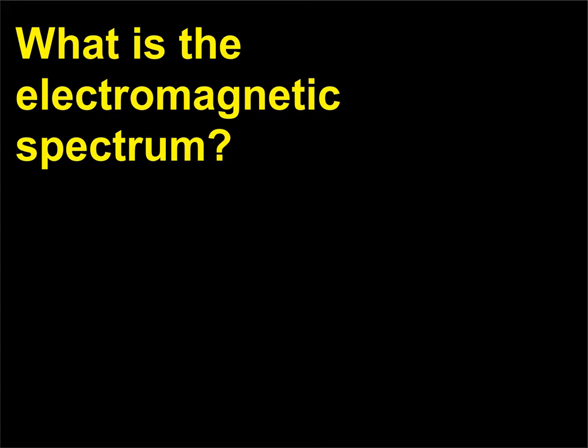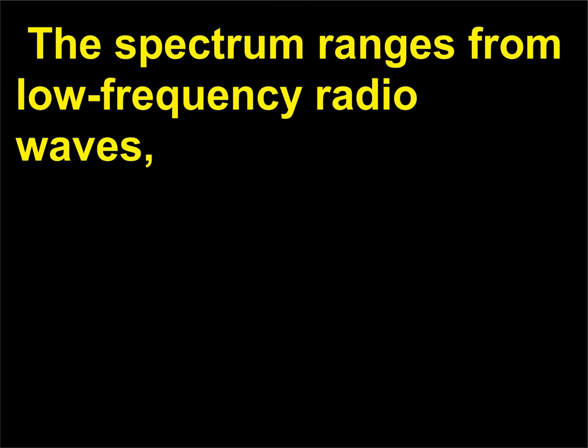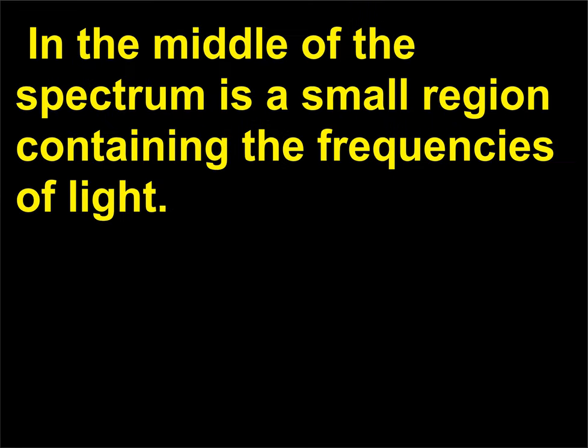What is the electromagnetic spectrum? The electromagnetic spectrum is the wide range of electromagnetic, EM, waves from low to high frequency. The spectrum ranges from low frequency radio waves all the way to gamma rays, which have a very high frequency. In the middle of the spectrum is a small region containing the frequencies of light.